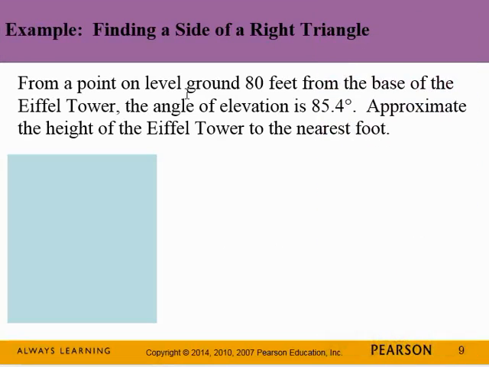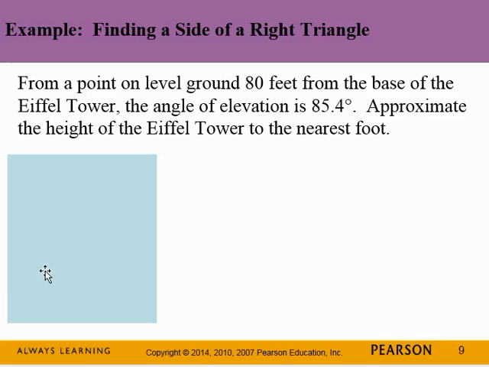Looking at this word problem, it says, from a point on level ground 80 feet from the base of the Eiffel Tower, the angle of elevation is 85.4 degrees. Approximate the height of the Eiffel Tower to the nearest foot. The first thing I would do is draw a picture to help you. So you know from a point on the ground, 80 feet from the base of the Eiffel Tower.